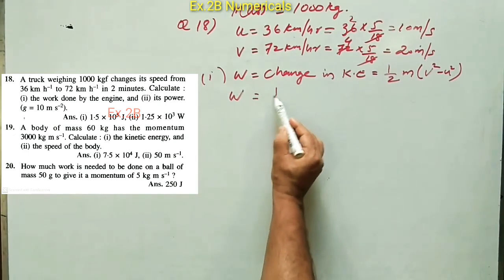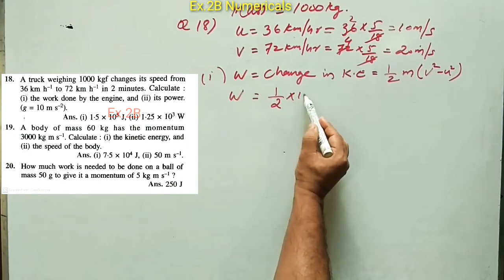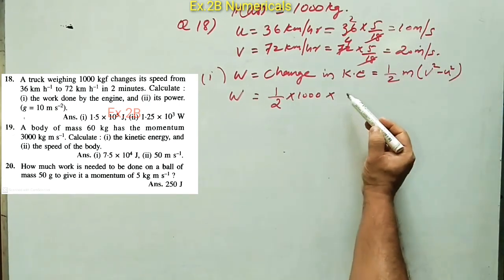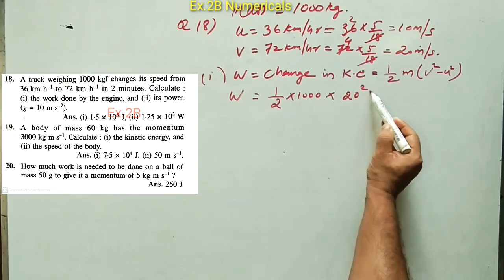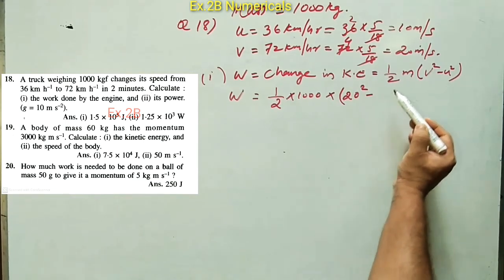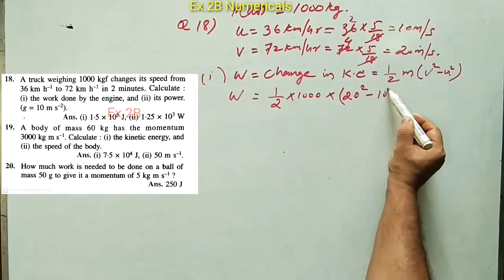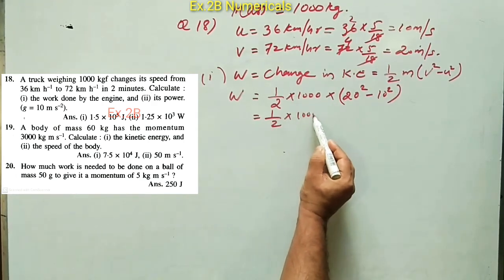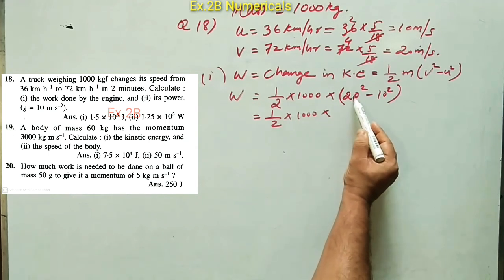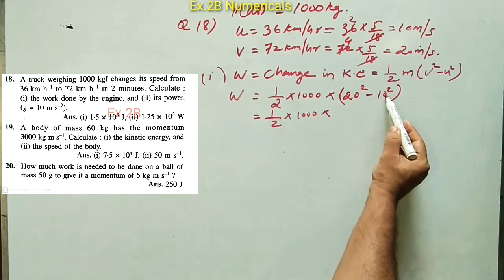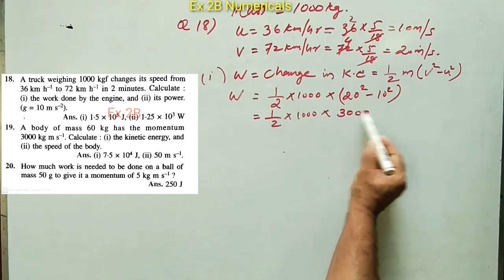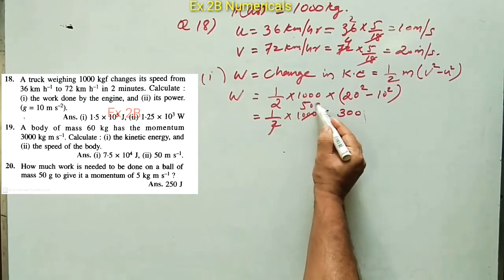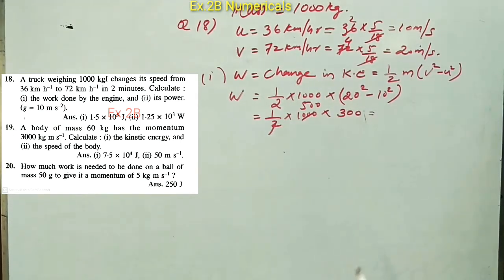Work done is equal to 1 by 2 into what is the mass of the truck? 1000 kilogram multiplied by v square. What is the value of v? The final velocity, that is 20 square, minus u square, 10 square. So we are getting it as 1 by 2 into 1000 into 20 square 400 minus 100, that is equal to 300. Clear? It is 300. Just to solve it, 500 multiplied by 300.